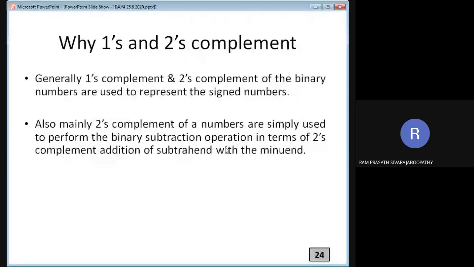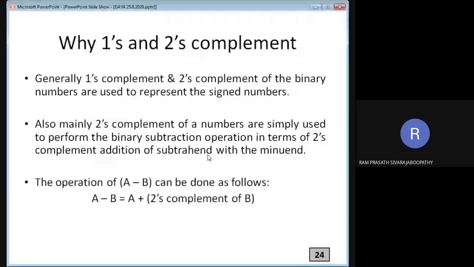The subtraction operation is done in terms of two's complement addition of the subtrahend with the minuend. Note this well: the minuend is the first number, and the subtrahend is the second number. So if we do a minus b, the operation can be done as follows: a plus minus b, and minus b is the 2's complement of b.